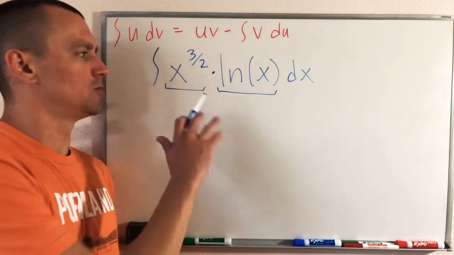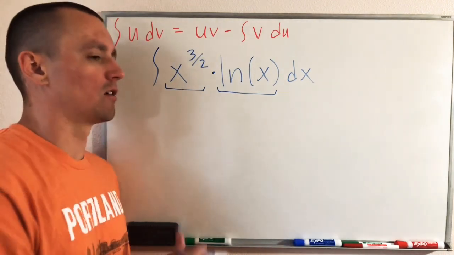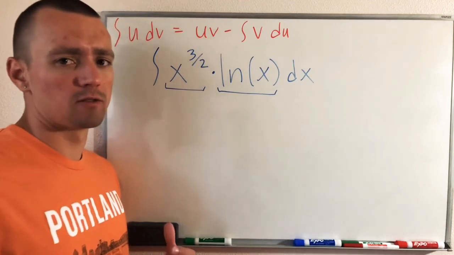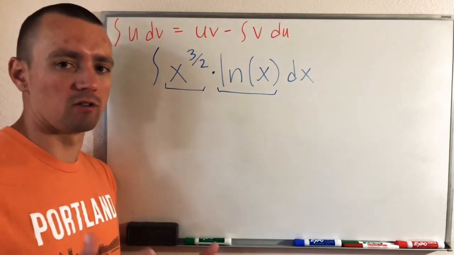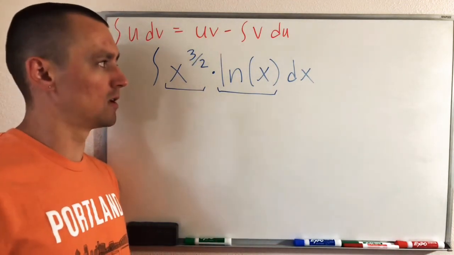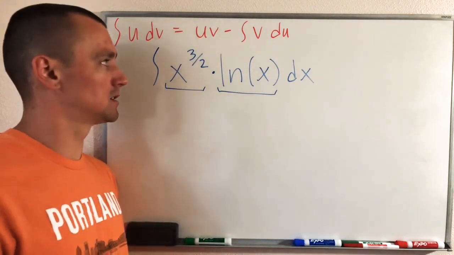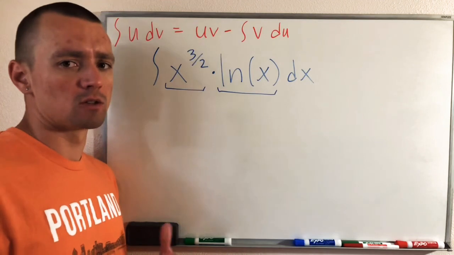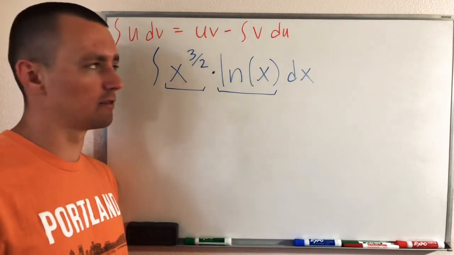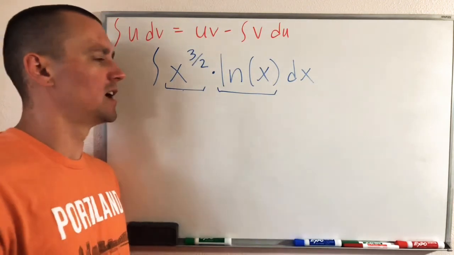So when you look at these two pieces, x to the 3/2, whether we find the derivative or the antiderivative, that's just going to use the power rule. And in either case, we're going to be left with some constant times x to some fractional power. So whether we take the derivative or the antiderivative of this term, it's not going to make too big of a difference.